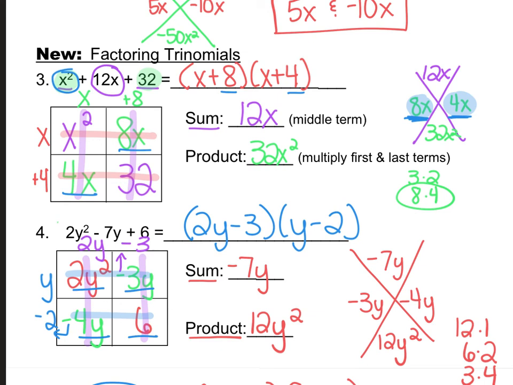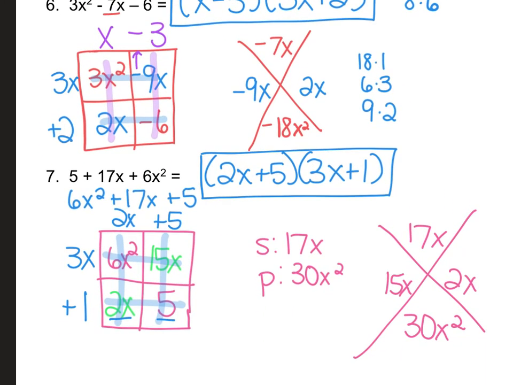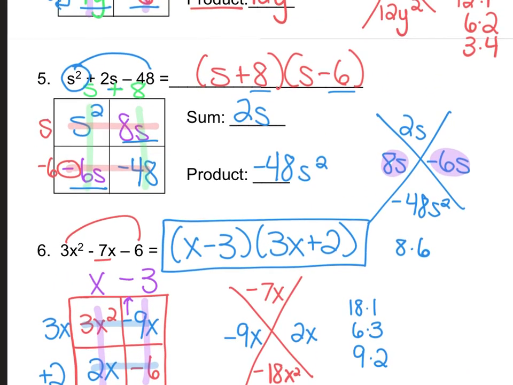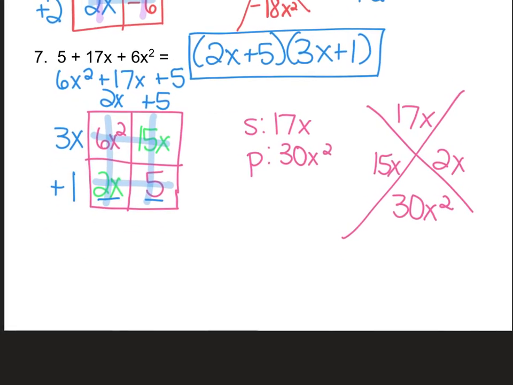Now, it does not work if I have a 2 in front of it. You notice I had negative 3y and negative 4y. That is not what came out. But if I look at number 5, I had a 1 in front of the s squared. I put in an 8s and a negative 6s. When I factored it out, I factored out a positive 8 and a negative 6. Okay, so that's just a little shortcut to help you with those, if that makes sense. If not, do it the long way. We will learn some tricks along the way.